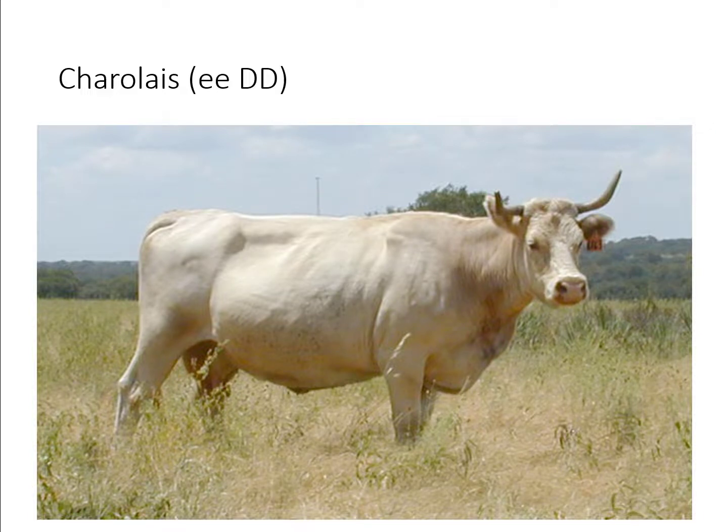The next locus we're going to look at is the dilution locus, specifically the Charolais type of dilution. So we have little e at the extension locus, which gives us the red base color, but we have two big D's, so that dilutes the base color into the white color you see here on this Charolais cow.